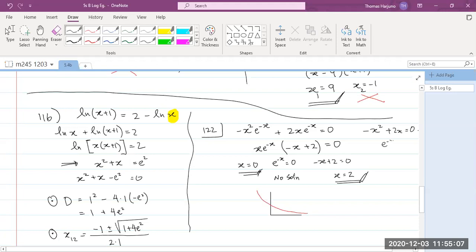e to the negative x is always positive, so if you factor it out, you can just ignore it later. Or you still need to show the work the way I do, okay? But deep in your heart, you know, nah, that e to the negative x is just an annoyance, right?